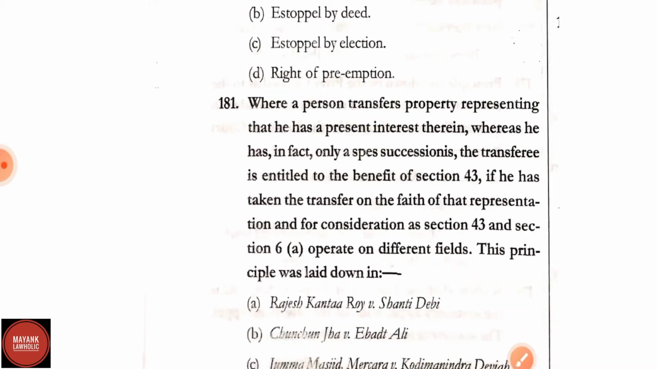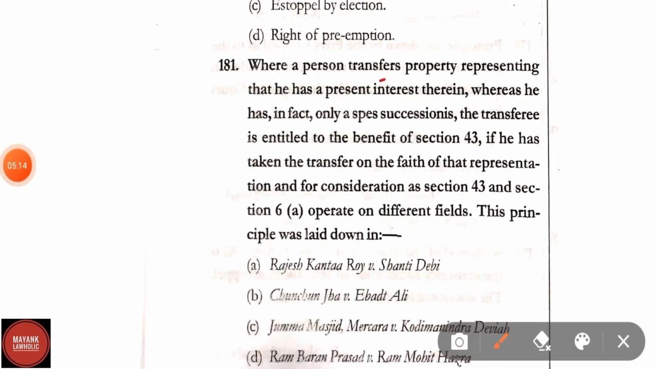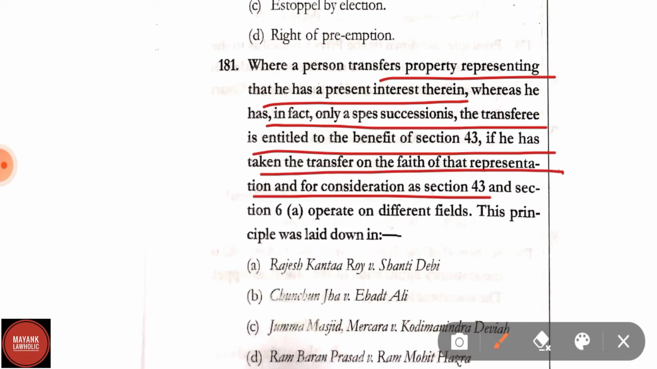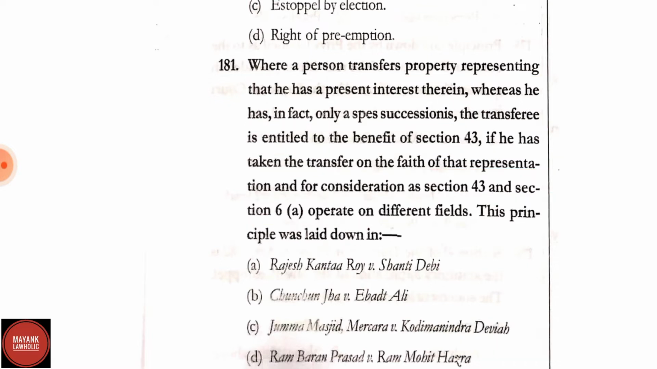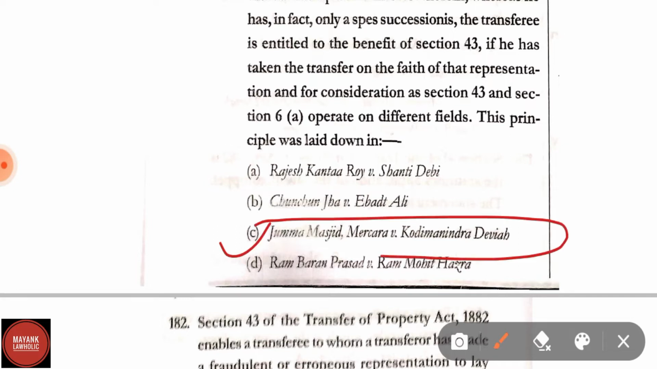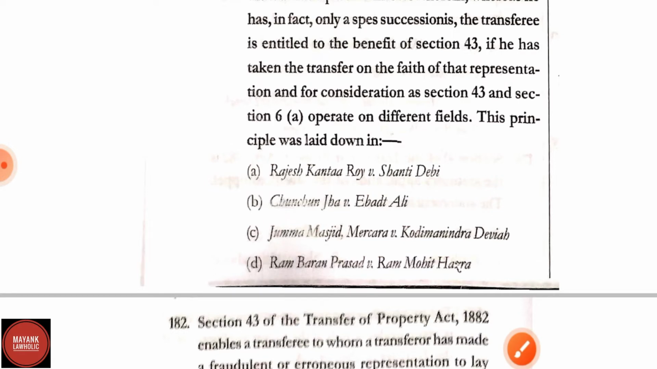Question number 181. Where a person transfers property representing that he has a present interest therein, whereas he has in fact only a spes successionis, the transferee is entitled to the benefit of section 43 if he has taken the transfer on the faith of that representation and for consideration, as section 43 and section 6 clause A operate on different fields. The principle was laid down in: Rajesh Kanta Roy versus Shanti Devi, Chunman Jha versus Ibadat Ali, Jumma Masjid Markara versus Kodi Mandindra Devaiya, Ram Baran Prasad versus Ram Rohit Hazara. Here the correct answer is option C, Jumma Masjid Markara versus Kodi Mandindra Devaiya.